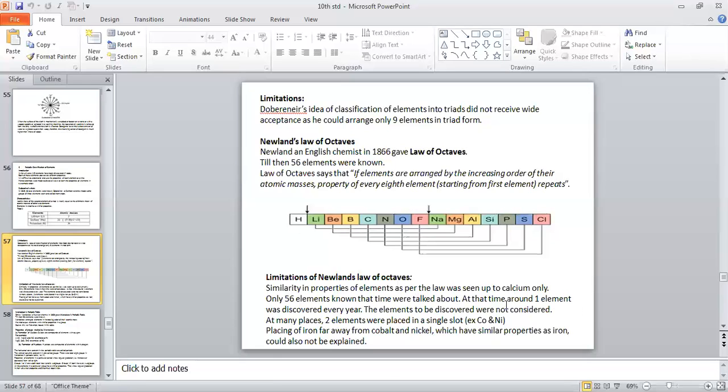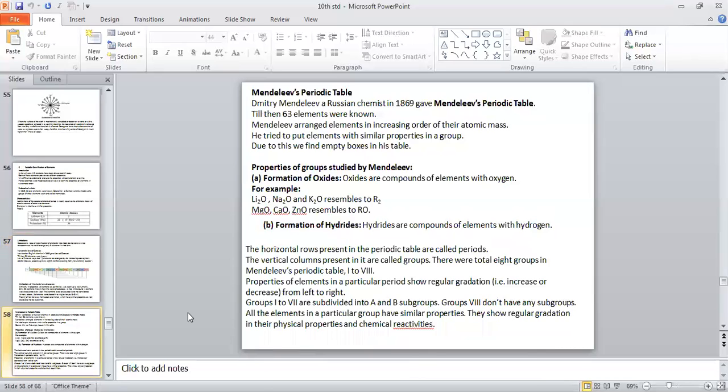At the time, around one element was discovered every year, and elements yet to be discovered were not considered. At many places, two elements were placed in a single slot, that is cobalt and nickel. The placing of iron far away from cobalt and nickel, which have properties similar to iron, could not be explained. So that is the limitation of Newlands' octave law.